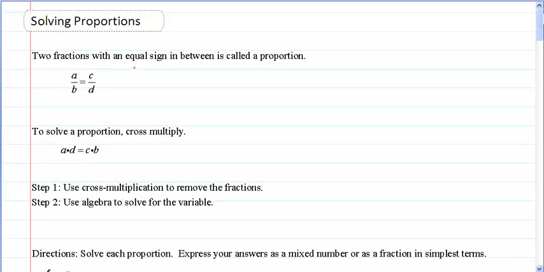In this lesson you will learn how to solve proportions. A proportion is when you have an equal sign in between two fractions. And the way you solve a proportion is you cross multiply. You take the product of A times D and set it equal to the product of B times C. So once your fraction is removed, you just use algebra to solve for the variable.